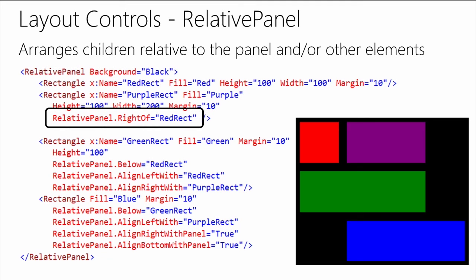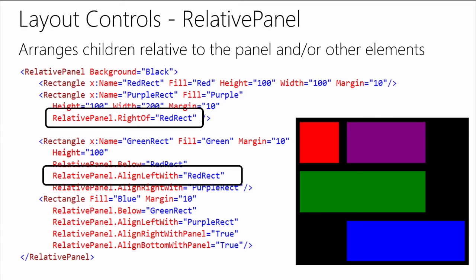Absolutely. So if we look at this, we can see how it can position elements both relative to the panel itself and also to other elements contained within the panel. In this purple rectangle, for example, we have it using the RelativePanel.RightOf attached property that says this purple rectangle should appear to the right of the red rectangle.